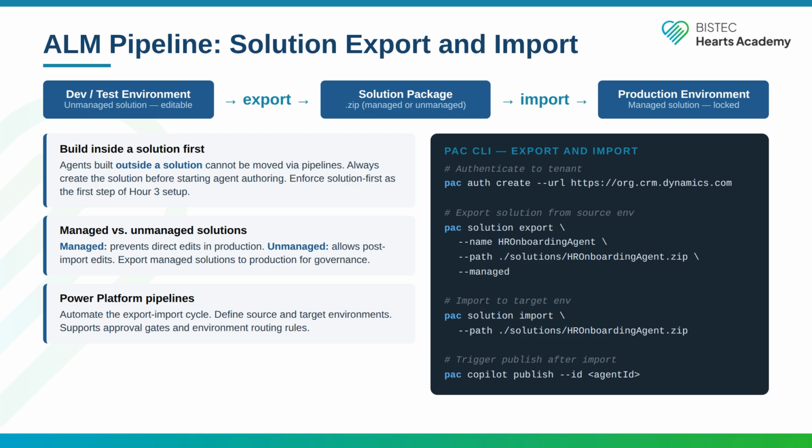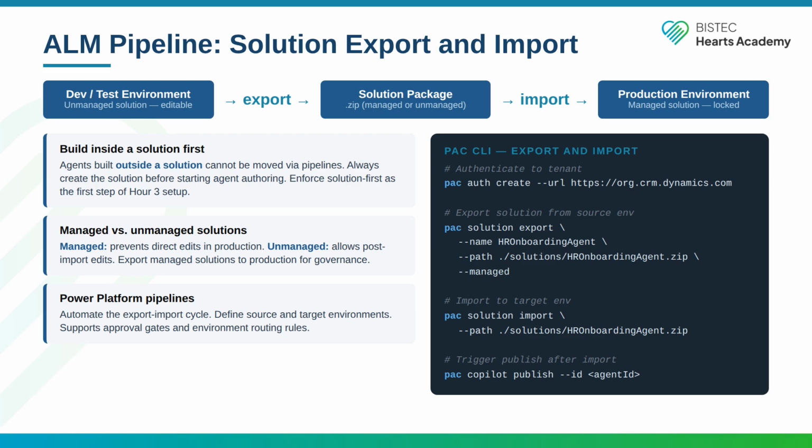Third, for enterprise-scale deployments, Power Platform pipelines in the admin center automate the export-import cycle with approval gates and environment routing rules. Manual PAC CLI execution is appropriate for learning and for smaller deployments.